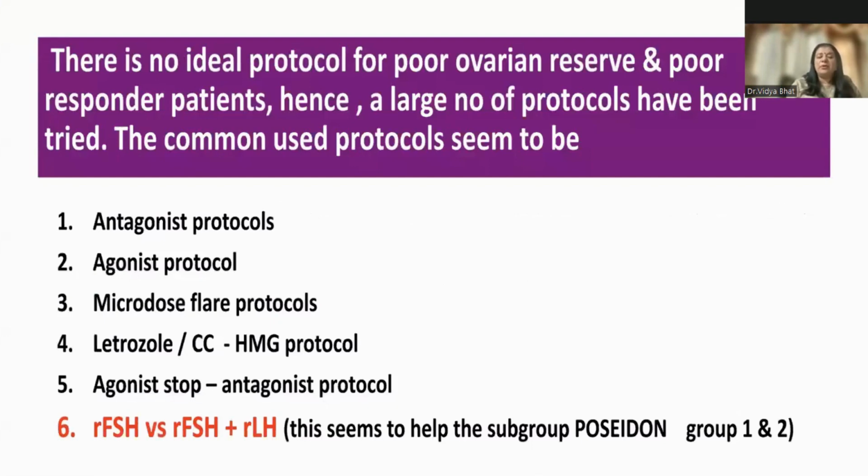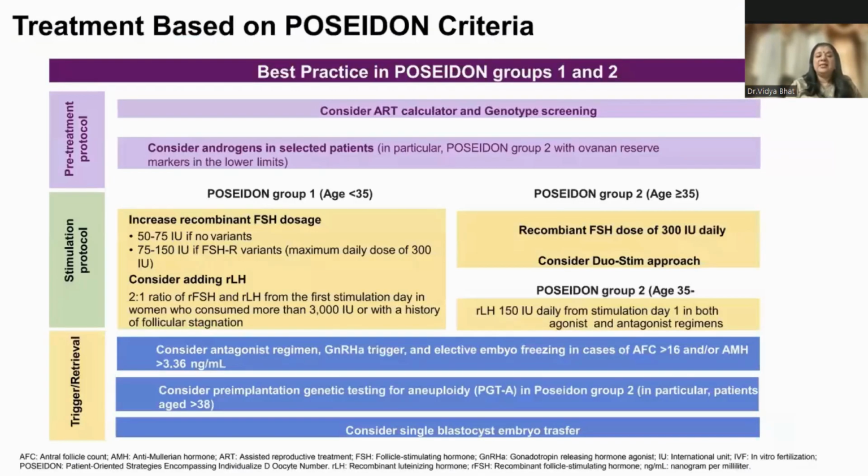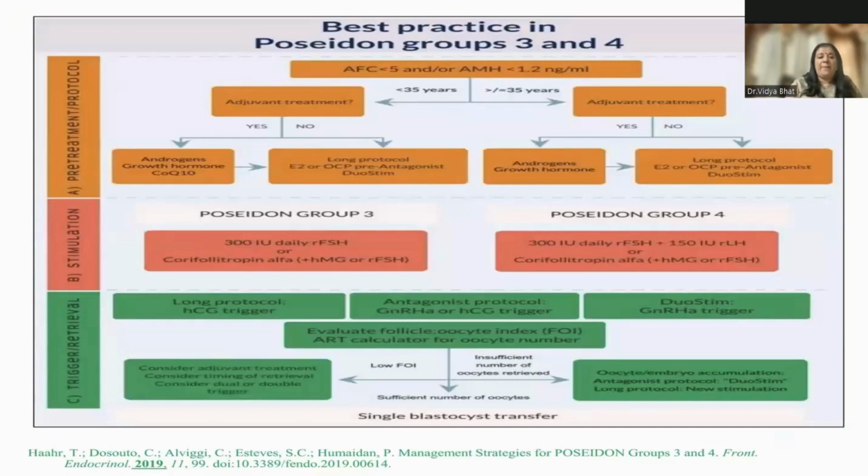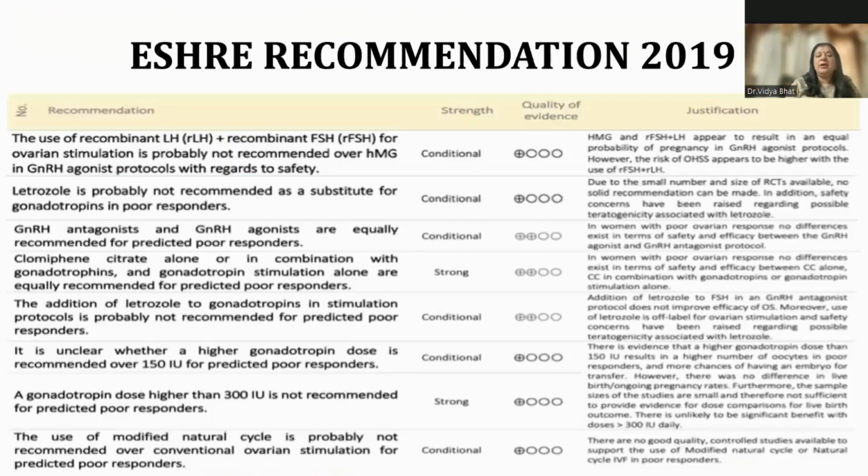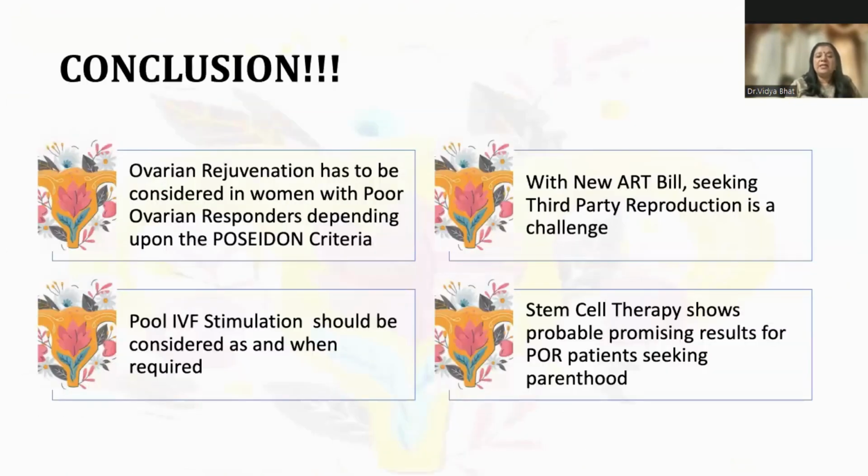So as I told you, no ideal protocol. You can do agonist, antagonist, microflare, letrozole with recombinant FSH and LH, depending upon the Poseidon group. This is again different protocols which is described by ESHRE and Poseidon. But to conclude, ovarian rejuvenation has to be considered in women with poor ovarian responders, depending upon the Poseidon criteria.